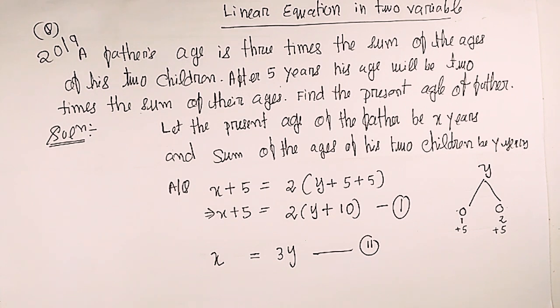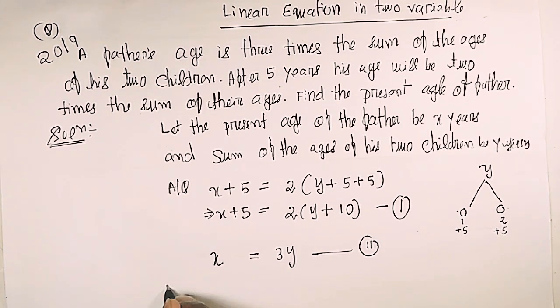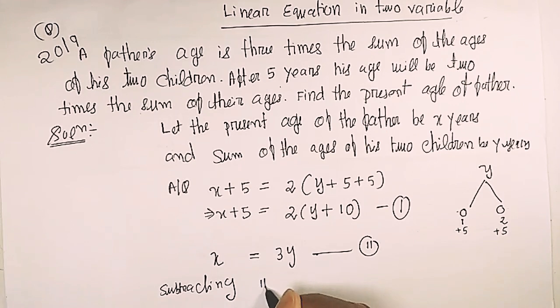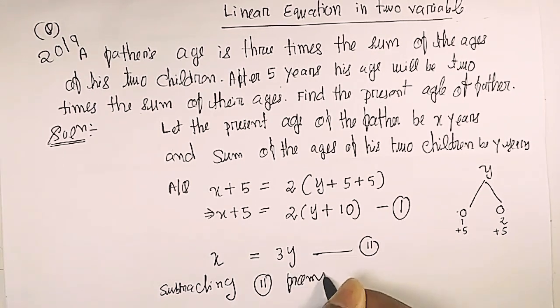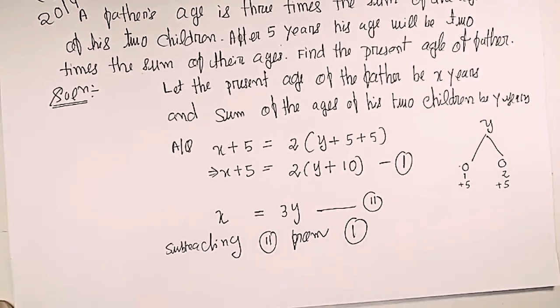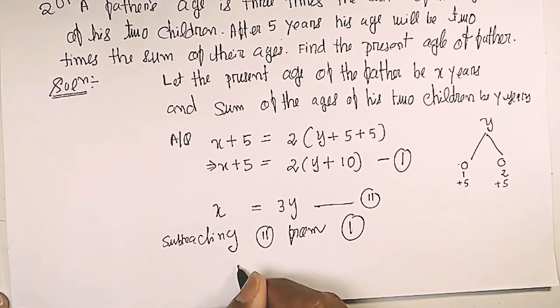Now from 1 and 2, you can use the elimination method or you can use the substitution method. It's your choice. Now in equation 1, the coefficient of x is 1. In equation 2 also the coefficient of x is 1. So simply subtract 2 from 1.